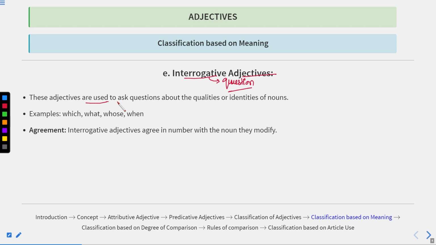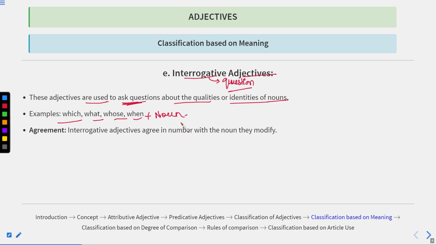These adjectives are used to ask questions about the qualities or identities of nouns. For example, which, what, whose. Just after which we can have a noun, so those question words are known as interrogative adjectives. For example, if I say what task have you completed, or which pen do you want, which girl is the best in this row.